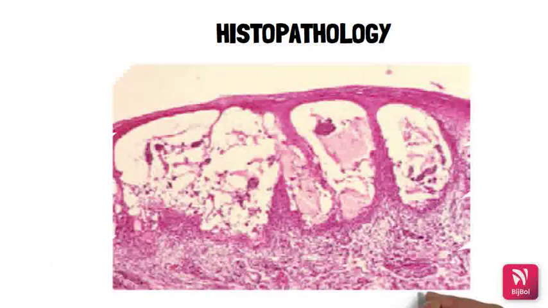Next, we will see the histopathology of this lesion. Here in the picture is a biopsy which shows the intraepithelial viral vesicles. These contain fluid and debris with a large number of viruses and also altered epithelial cells, which are called Tzanck cells.